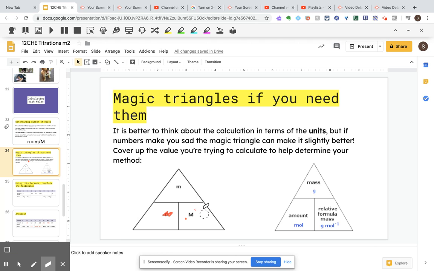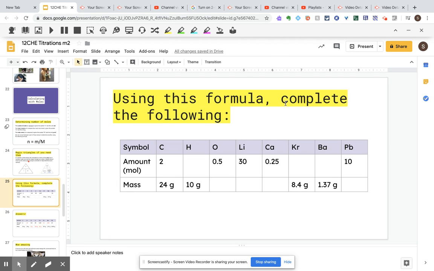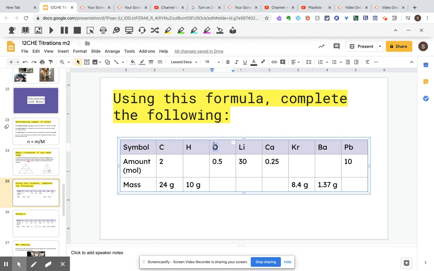So cover up the thing you're looking for. If they're next to each other, you multiply them. If they are on top of each other, you divide the top by the bottom. So using this formula, give this a go. I'm just going to do this oxygen one with you so that you can see. So I know that number of moles is equal to mass divided by molar mass.